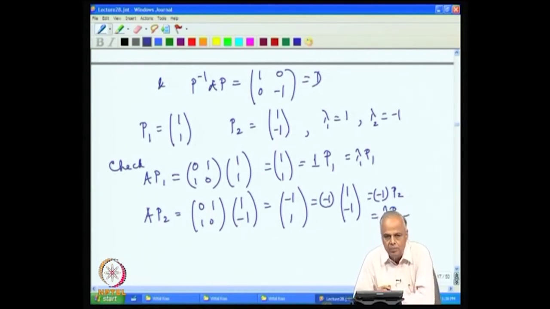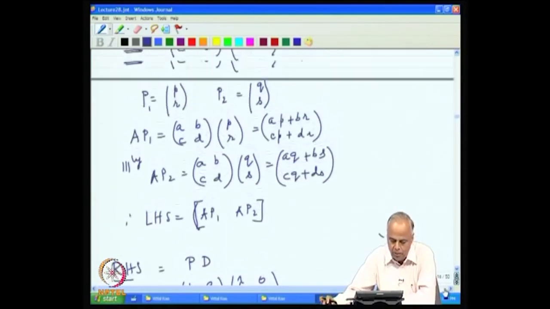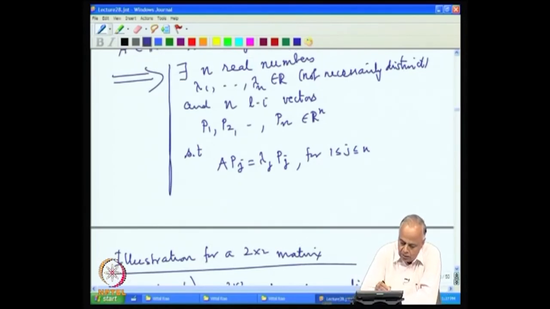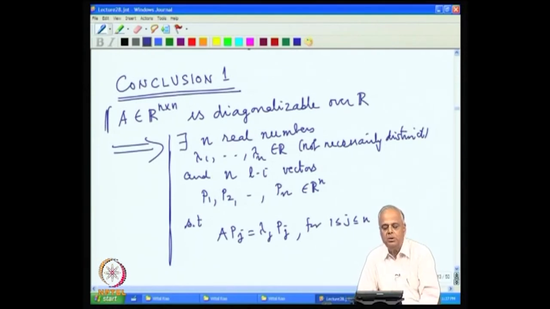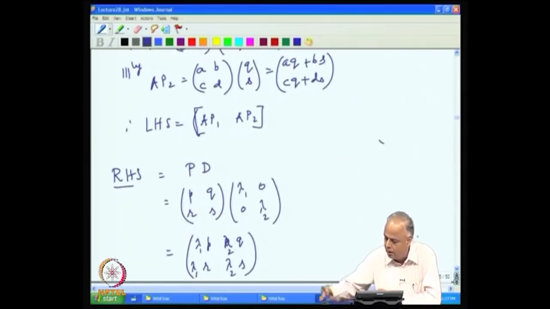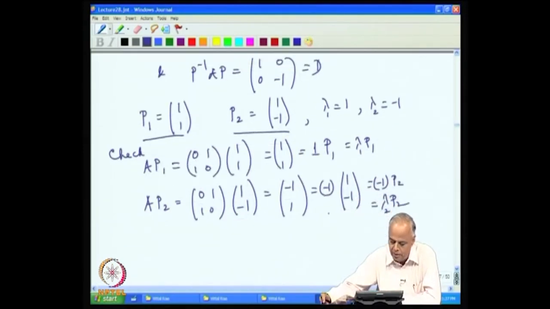So, whenever you have diagonalizability, you are assured of these n numbers lambda 1, lambda 2, lambda n, and the n linearly independent vectors p 1, p 2, p 3, such that this A p j is equal to lambda j p j. So, this is the important thing. If A is diagonalizable over R, then there exist n scalars, real numbers lambda 1, lambda 2, lambda 3, lambda n, and n linearly independent eigenvectors p 1, p 2, p n, such that A p j is equal to lambda j p j. By the way, in the specific example that we considered, you see that this p 1 and p 2 we got are linearly independent also.